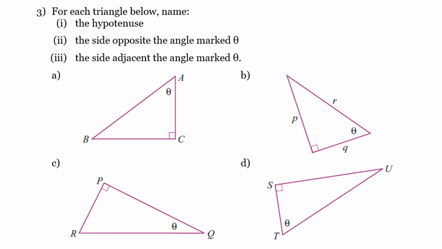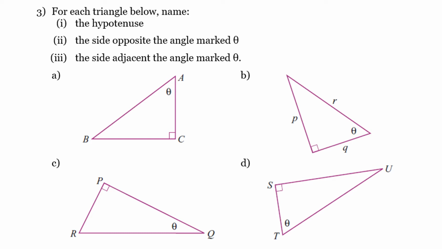So first off, we should be on page 11, I believe, of our workbooks. If you would like to take your workbooks out and flip to page 11, you should see this at the very top of page 11. It says for each triangle below, name the hypotenuse, the side opposite to the angle marked theta, and the side adjacent to the angle marked theta. So I'm going to do the first few here, and then you're going to do the rest.